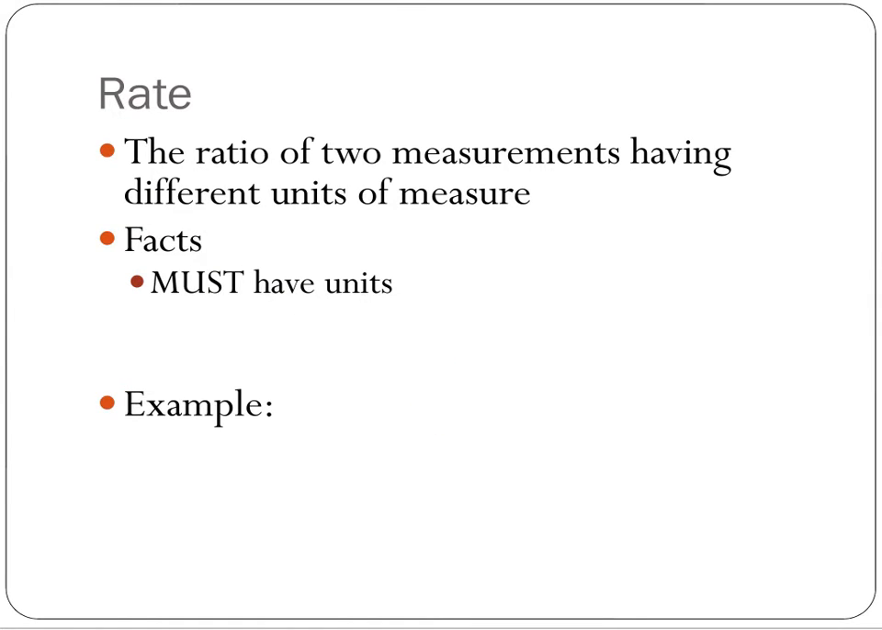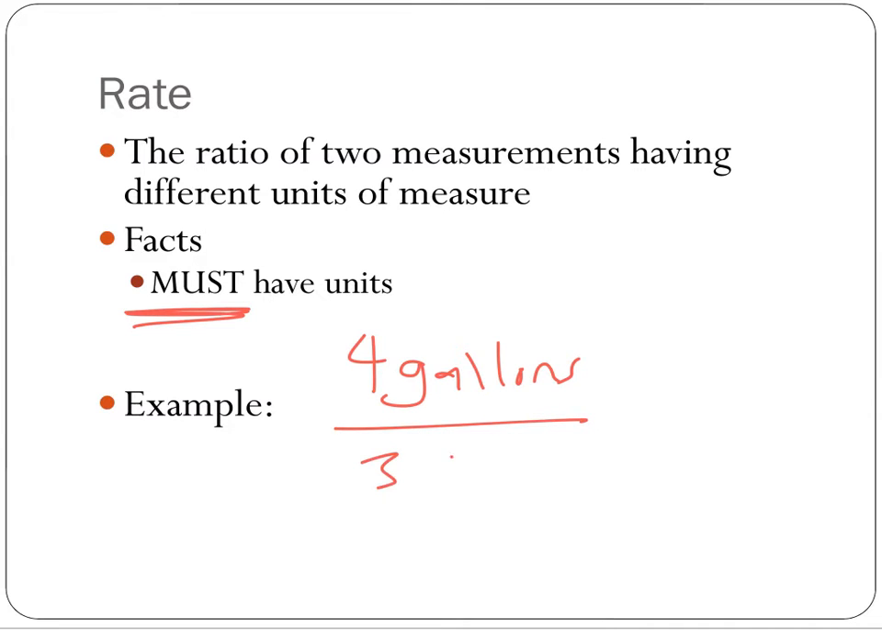Now, a rate is when we give the ratio meaning. We give it measurements, like miles per hour, which is technically a unit rate. So it's the ratio of two measurements having different units of measure, so it must have units. This is that labeling thing, right? So if I said 4 gallons in 3 seconds, that is technically a rate. Maybe that's how much milk you can drink, I don't know. But again, a rate must have units.